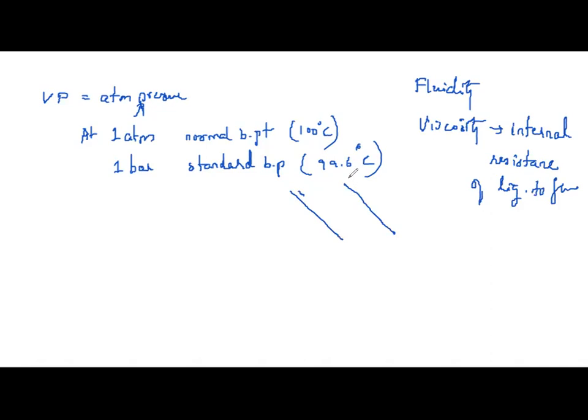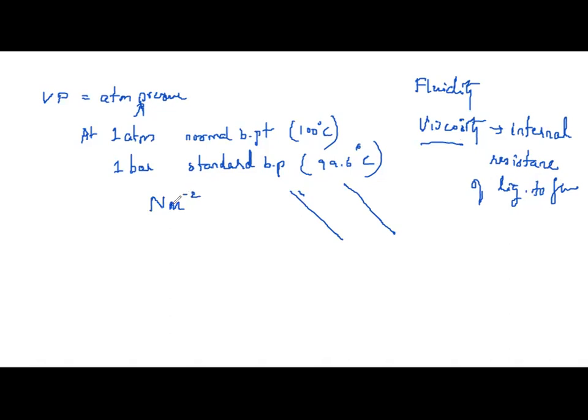What does it mean? It means that every liquid has some internal resistance for the flow, and this differs from one liquid to another. So the internal resistance to flow possessed by a liquid is called what? It is called viscosity. What is the SI unit of viscosity? It is Newton second per meter square.